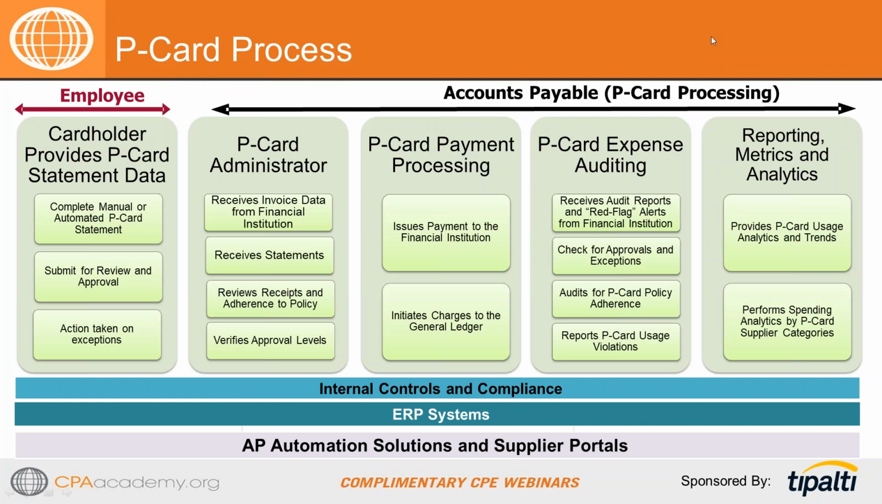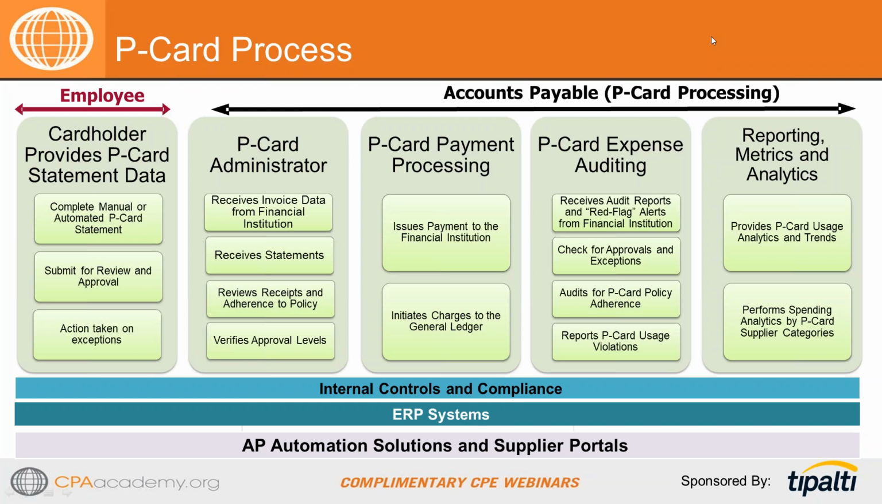Key components of the P-card process. The cardholder provides P-card statement data. There's an administrator that receives the statements, verifies the detail and approval levels. The P-card processing means that we're paying the bill essentially to the financial institution, and we charge the general ledger appropriately. P-card expense auditing: we review the reports from the financial institution which show red flags and transactions that appear to be fraudulent, and we check for approvals and exceptions.